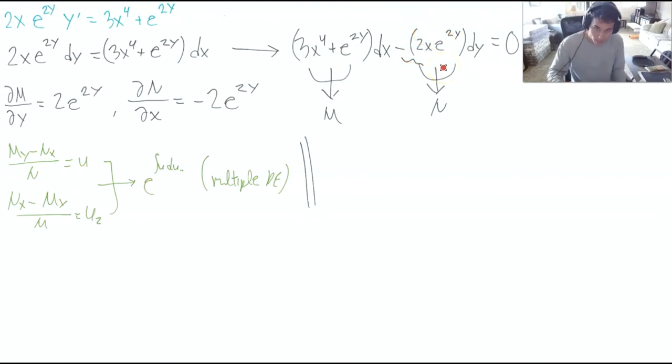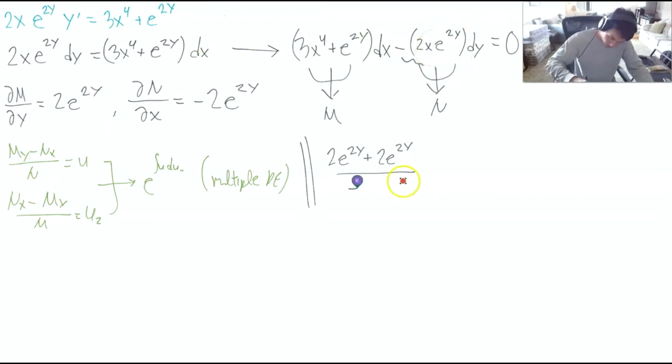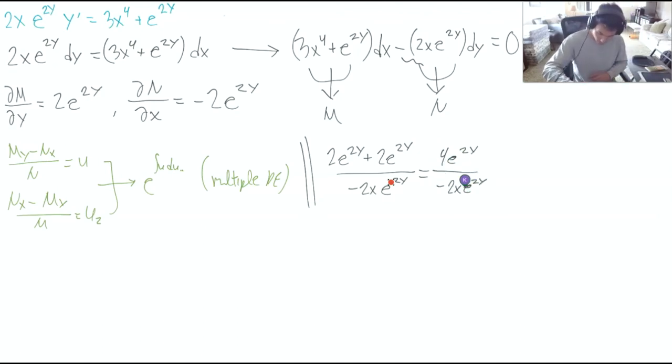So M with respect to y is right here. So we write 2e to the 2y, and then we're going to minus N with respect to x. So it's going to be minus minus, so this can turn into positive 2e to the 2y. Then we're going to divide by N, and N is right here, which is negative 2x e to the 2y. And as you can see, what do we have? We have 4e to the 2y divided by negative 2x e to the 2y. And these e to the 2y's can go away, so we're just left with negative 2 over x.